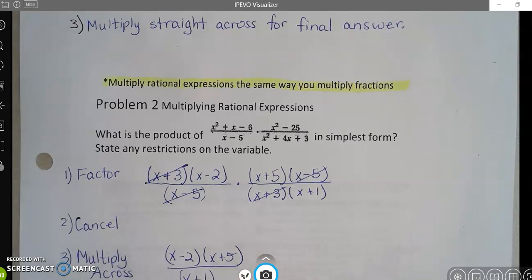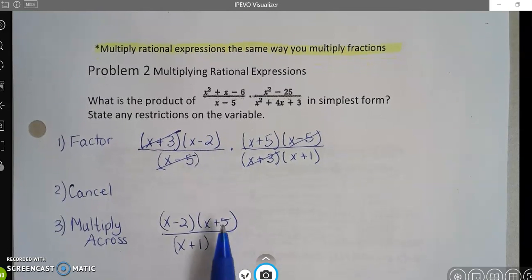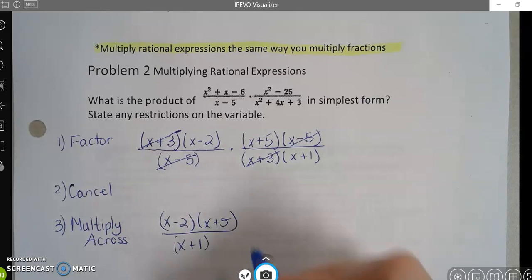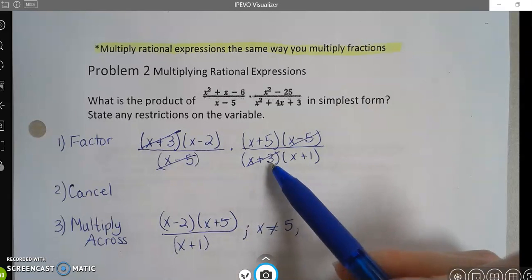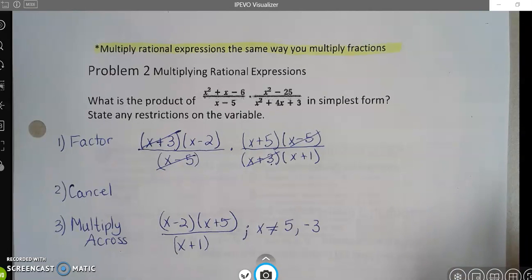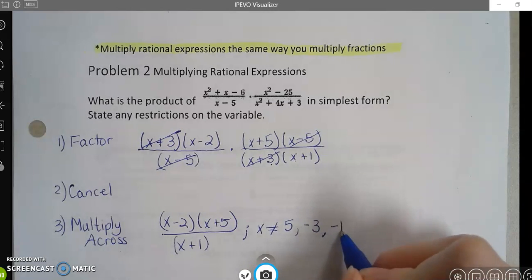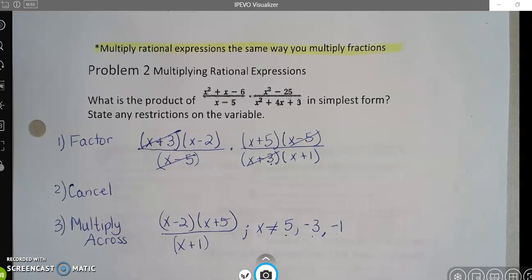And now let's make sure we state those restrictions on the variable. So go back and look at what your denominator was when you factored. If we cancel an x minus 5, then that means our x cannot equal 5. If we cancel the x plus 3, that means our x cannot equal negative 3. And if you would like to include that x cannot equal negative 1, that number is also excluded from your domain, because all of these numbers would result in the denominator equal to 0.